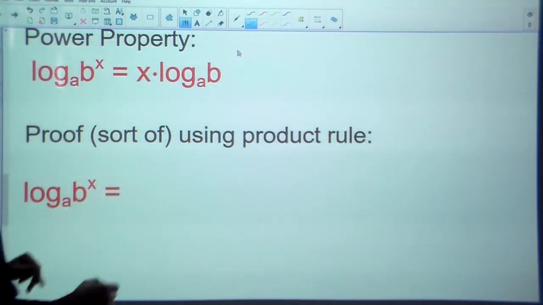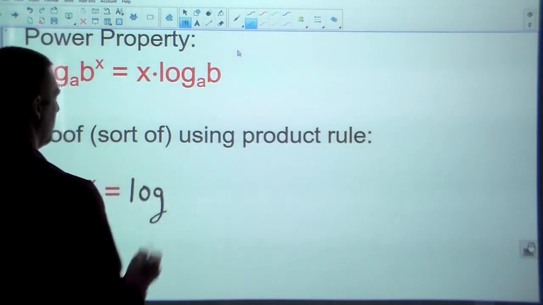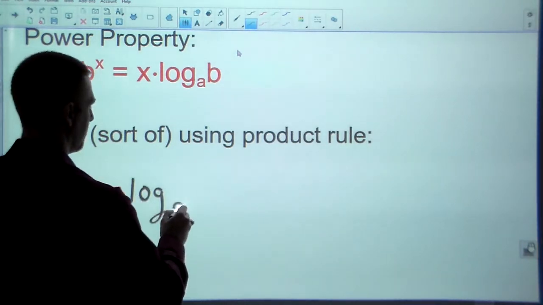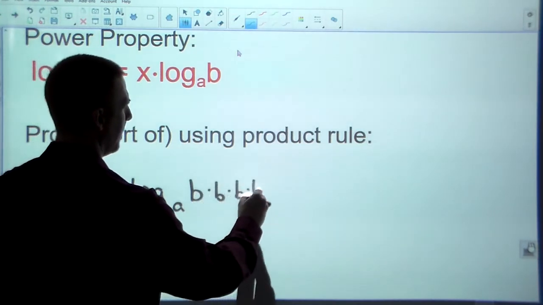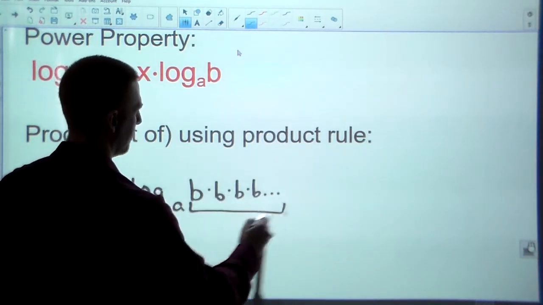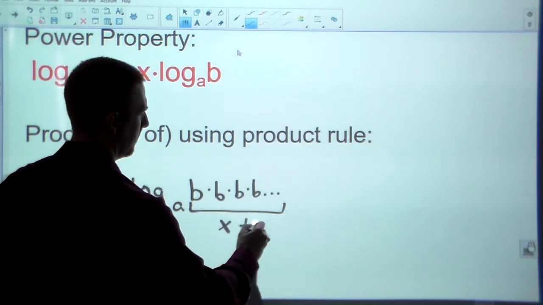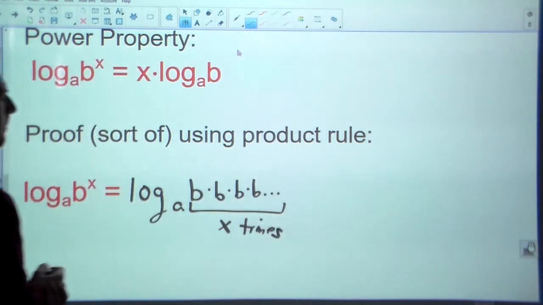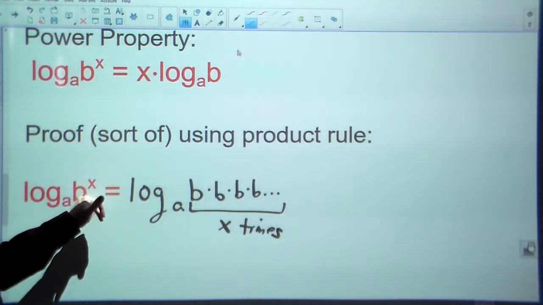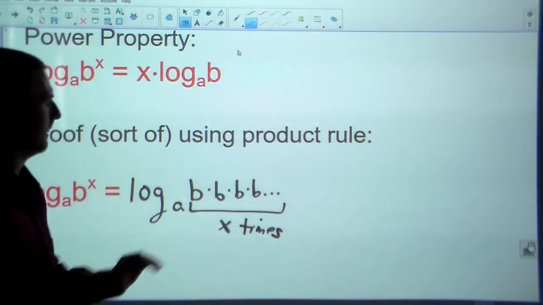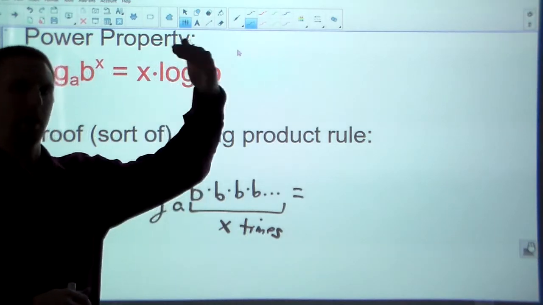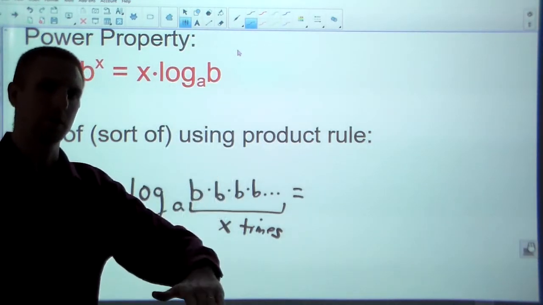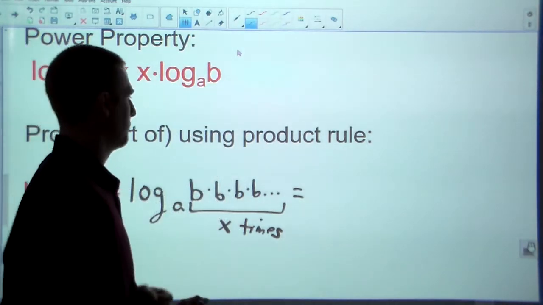Let's think about what an exponent is. So if that's what I've got, we could say it's the same thing as log base a of b times b times b times b, however many times you've got here, x times. Because that's what an exponent is. It just says multiply b by itself over and over this many times. And this kind of goes back to the chart. Here's what a power is in multiplication. Let's take it back one more step. What does it look like in addition?